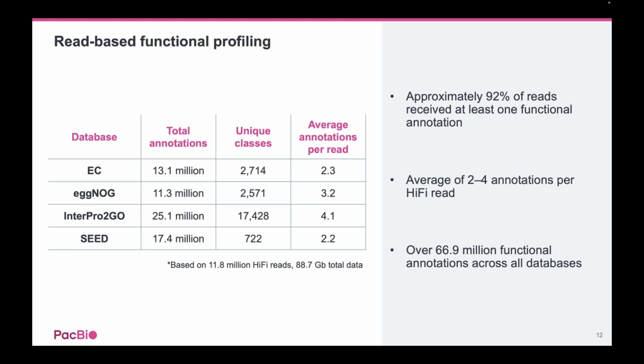And what's really cool is that over 67 million functional annotations were assigned across all the 4 databases that MEGAN interrogates. And so again, this shows really the kinds of information that we can gather from individual reads. When we aggregate that across large data sets, we can build really diverse, highly accurate taxonomic as well as functional profiles.